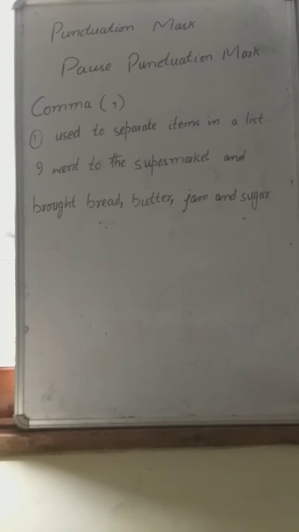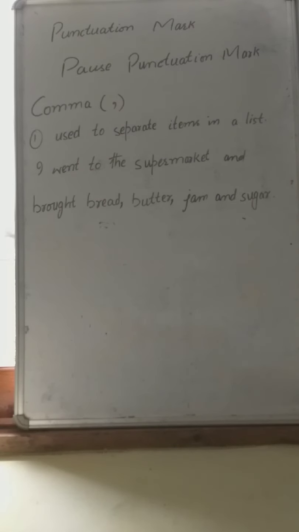See, when we read this sentence, we naturally pause after each item in the list. We say, I went to the supermarket and brought bread, butter, jam, and sugar. Right? These commas show us to pause for a moment and then continue the sentence. So commas are used to stop or to pause for a short time and then continue the sentence.